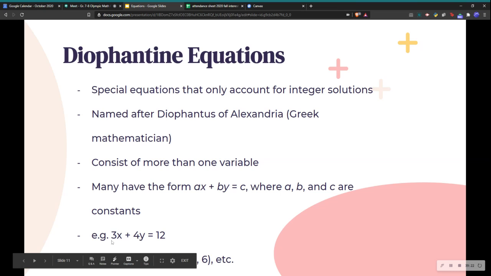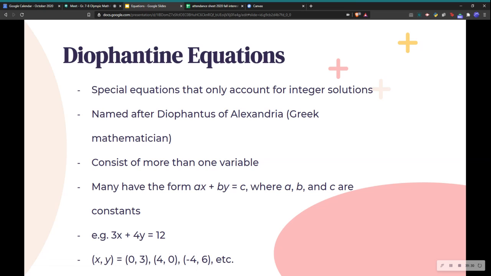And you can notice that this equation will have multiple solutions. Oh, I hate this bar that appears here. Let's get rid of that. Okay. So you see 3x plus 4y is equal to 12 has multiple solutions. Some of the solutions are (0, 3), (4, 0), (4, -4), (6, ...), and the list goes on.